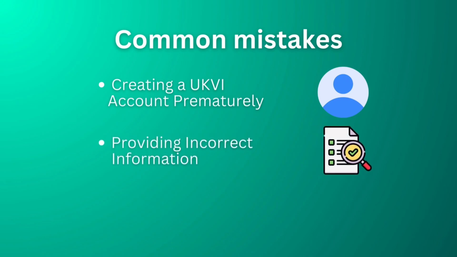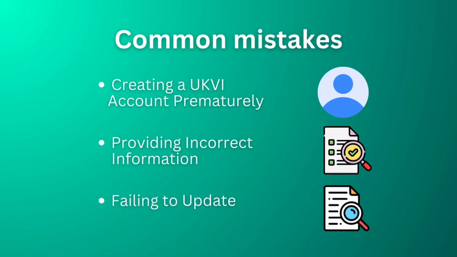Secondly, providing incorrect information. You should ensure that all information is accurate and complete. Mistakes such as incorrect income figures or undisclosed criminal convictions can lead to visa refusal. Basically, you should be honest and clear with everything that you provide. The information should be 100% legit and correct.